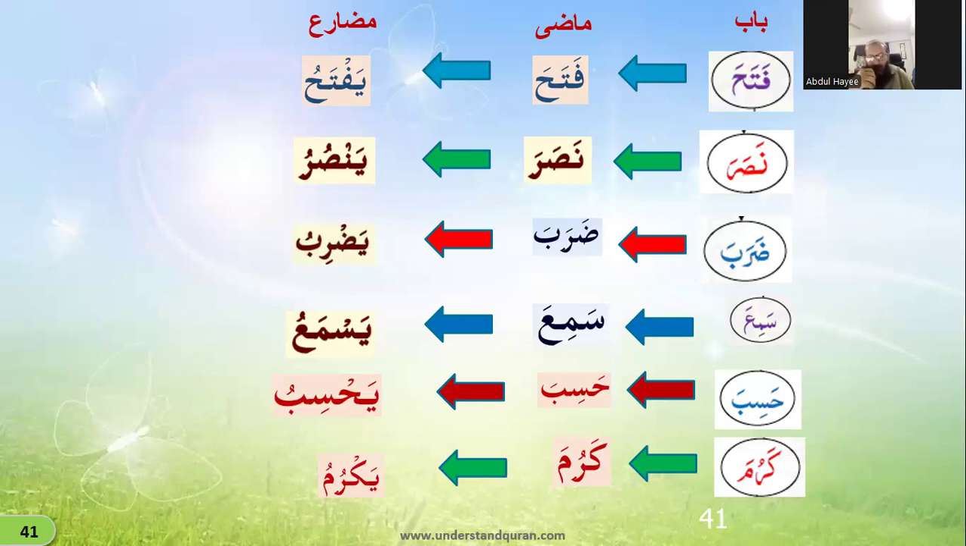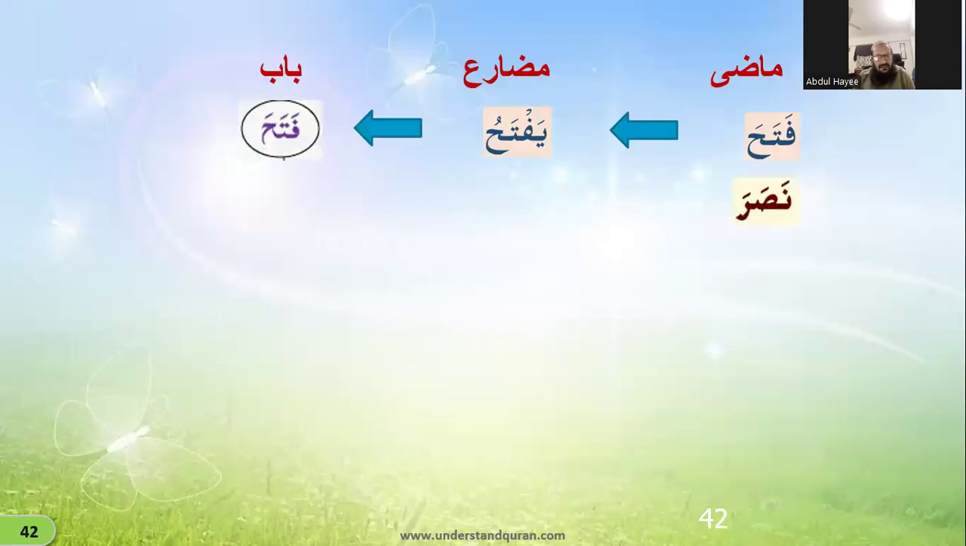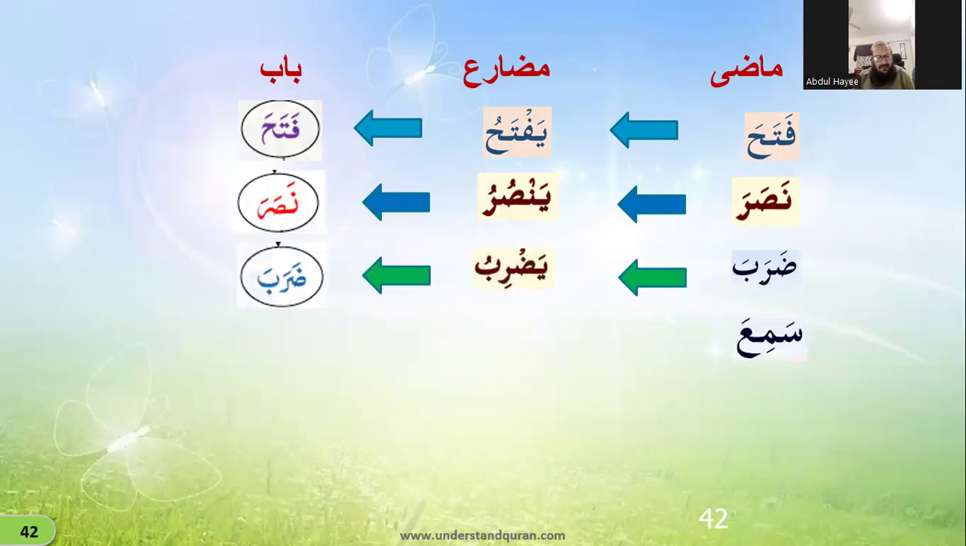Okay, let's try another aspect. Madi Ain Kalma Fatah, Mudare Ain Kalma Fatah, the Bab will be Fatah. The Madi Ain Kalma Fatah, the Mudare Ain Kalma Dhamma, Bab is Nasara. Madi Ain Kalma Fatah, the Mudare Ain Kalma Kasra, Bab is Daraba.